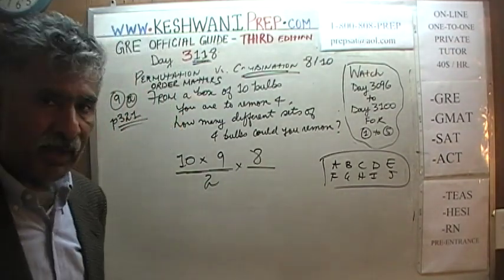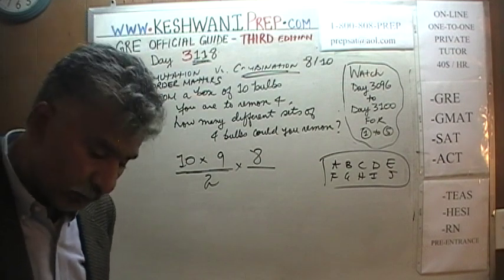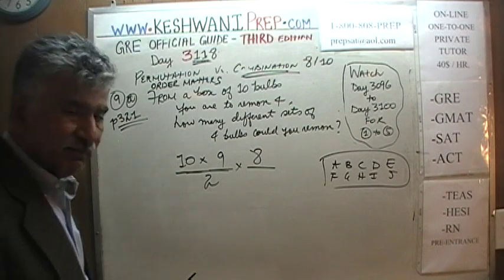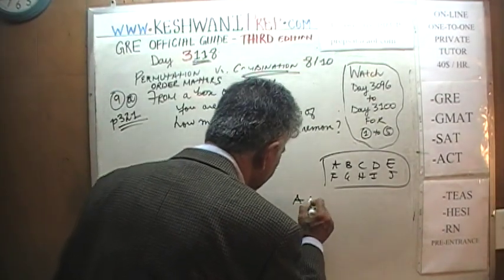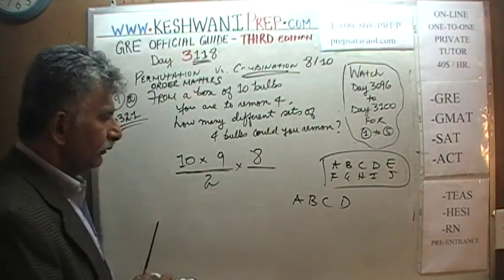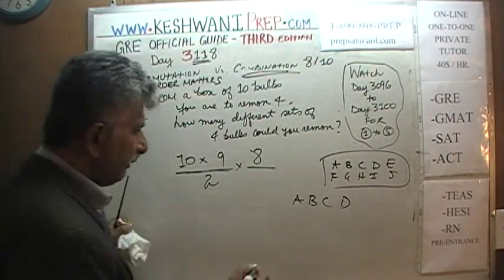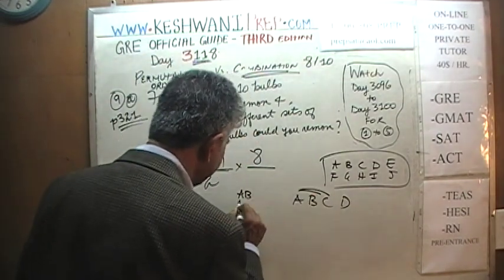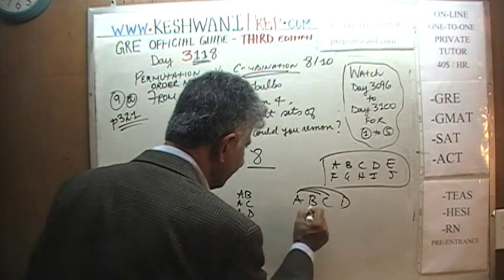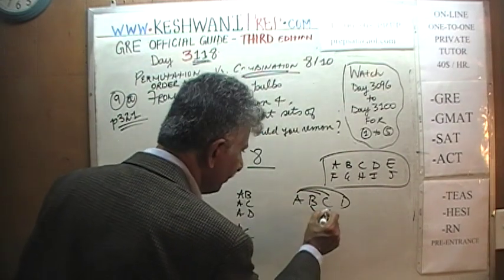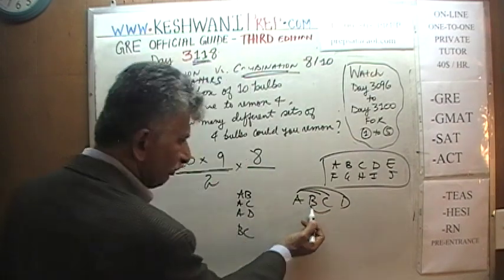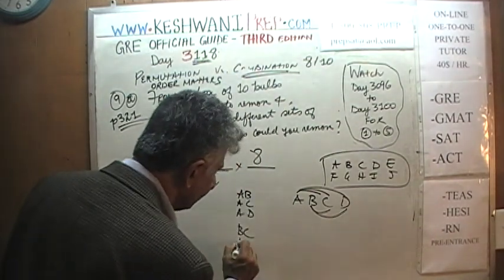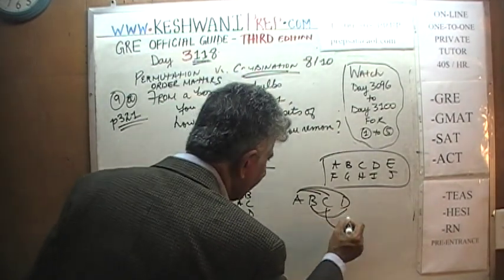But what happens when we pick the third bulb? Well, we have already chosen 2 bulbs. Let's keep it simple and pretend that there are only 4. How many different ways can we pick a pair? Let's list them: A, B; A, C; A, D; B, C; B, D; and finally C, D. Notice we did not list B, A, because B, A and A, B is the same thing. We're not going to double count them.